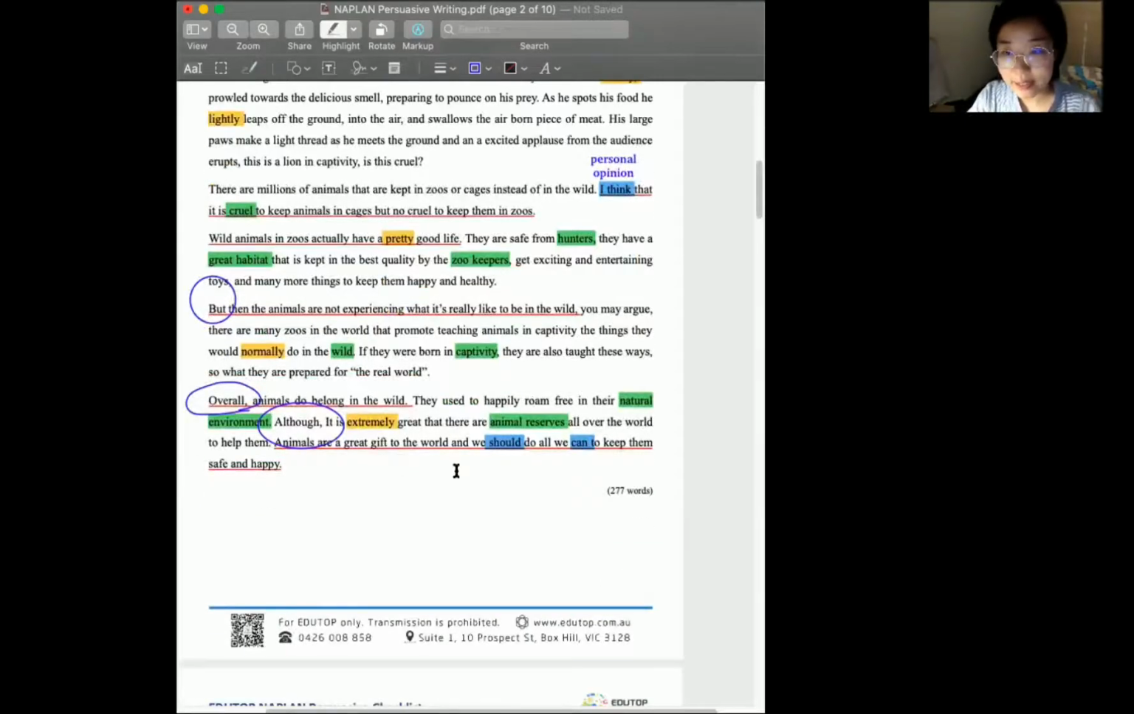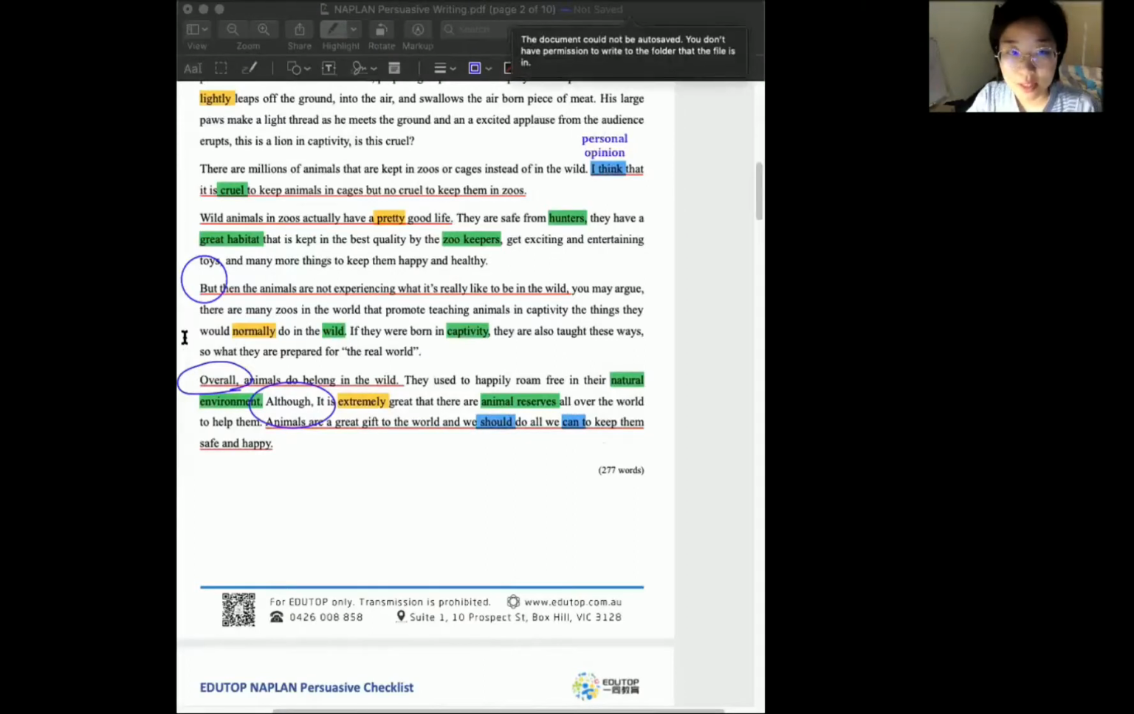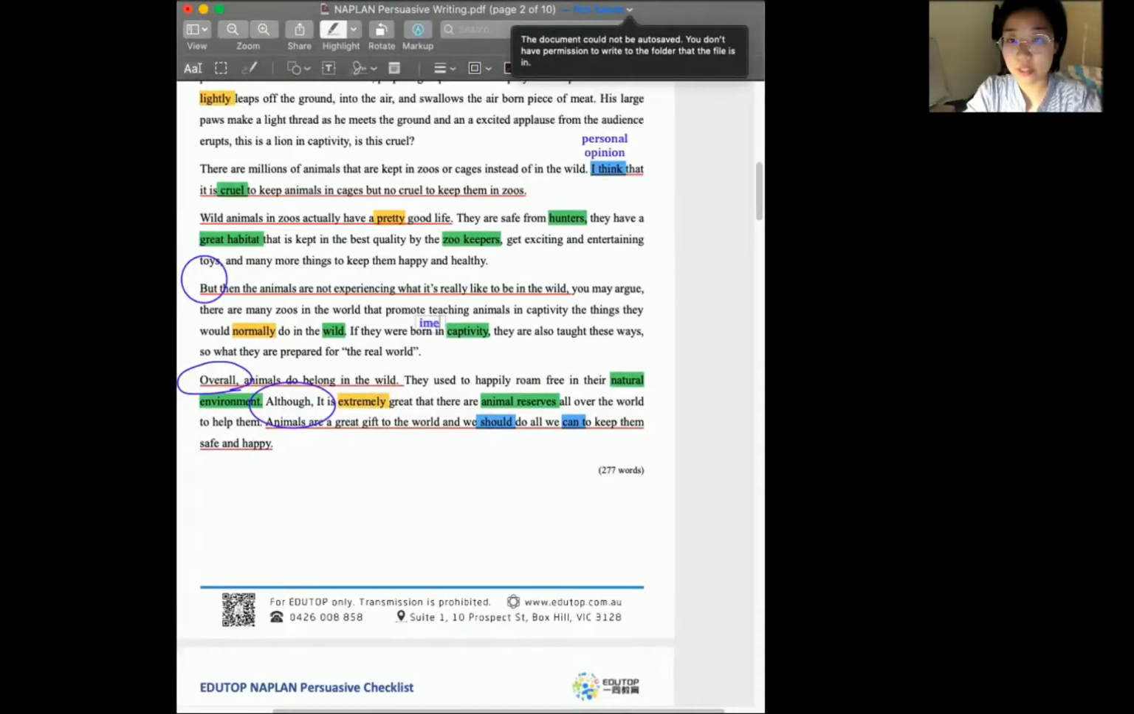Another one is we should do all we can. So this is another persuasive technique. Does anyone know what sort of technique that is? We should. So you're asking someone to do something, right? So it's a command, it's a request. So we call that imperative mood. Imperative mood. Write it here. Imperative mood.